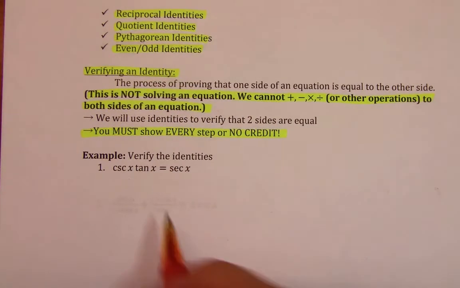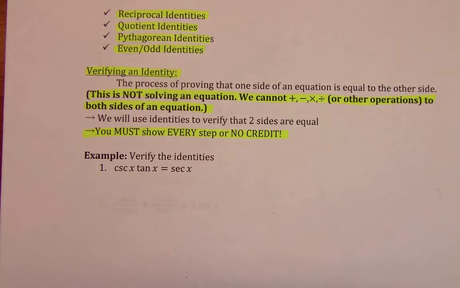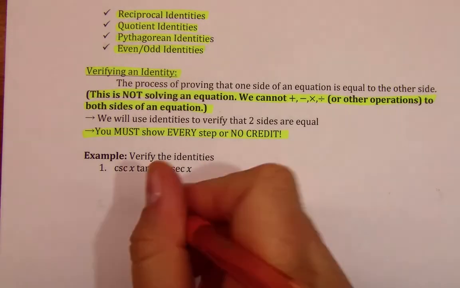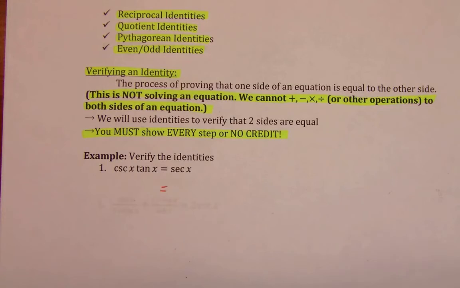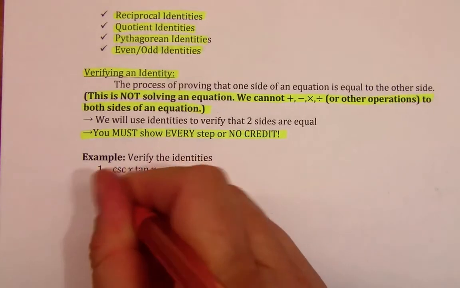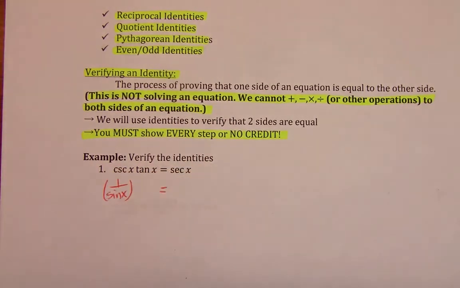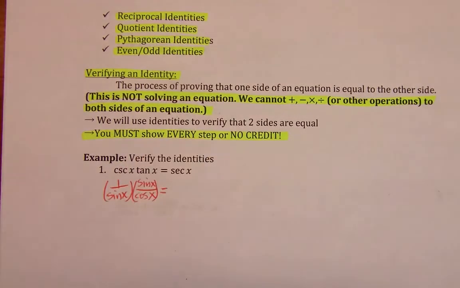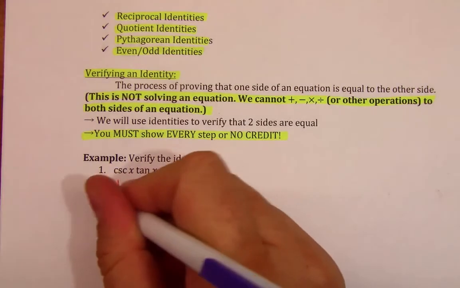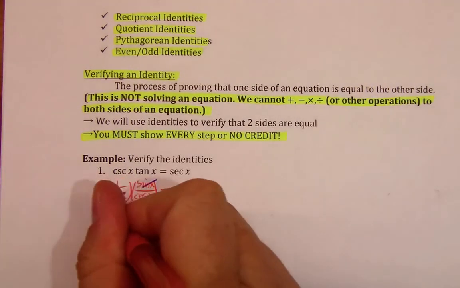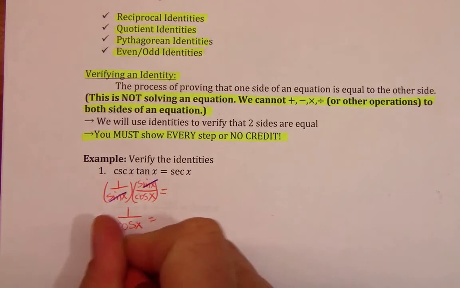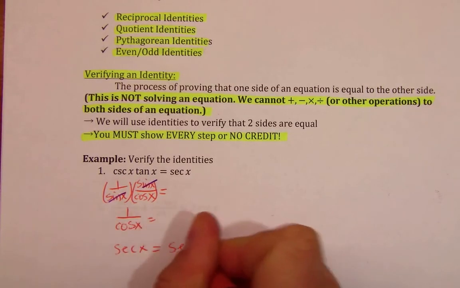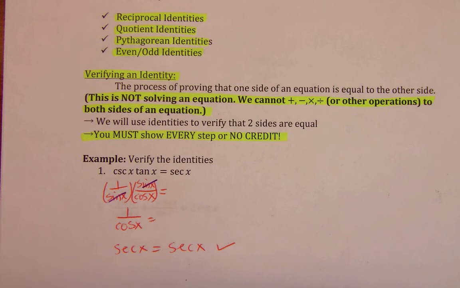Verifying this identity. It says cosecant x times tangent x equals secant x. So what we're going to do is we're only going to work on one side of the equation, and cosecant I can replace with 1 over sine x, and tangent I can replace with sine x over cosine x. And we can see here that these will cancel out, and I'm left with 1 over cosine x, and then secant x. And so we've proved that this identity is in fact true. So it's important to show every single step of simplification here.